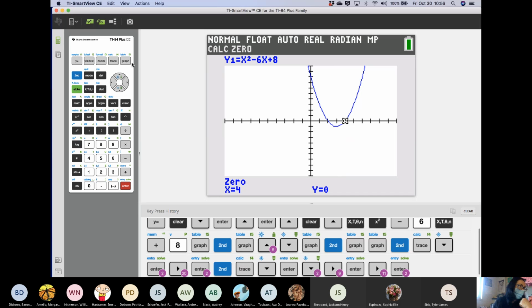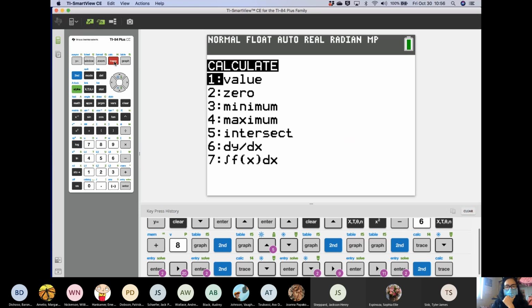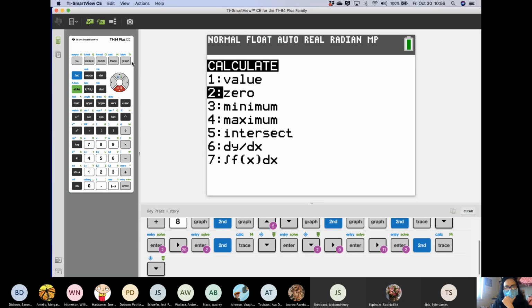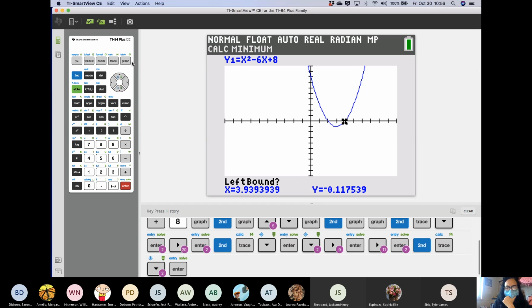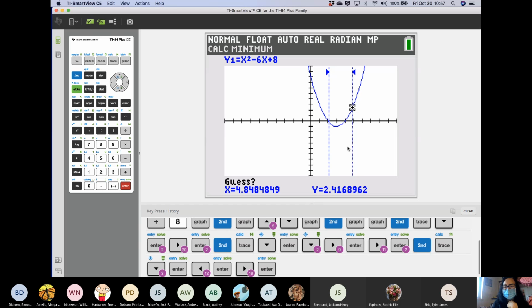Now, do you think the calculator can find your max or your min, your vertex? Well, of course. What are we looking for on this graph? It opens up, so we're looking at a min. Again, it's telling you, where am I looking for it? I'm looking for it between this left bound. Go to the right of it, and it doesn't matter where you go to the right of it. And it's saying, look in this neighborhood, and there it was. Isn't that lovely?